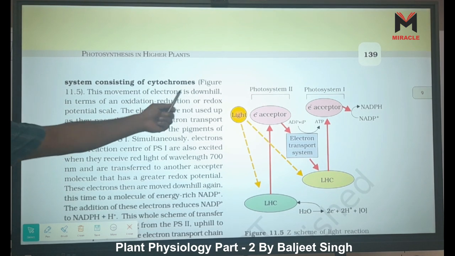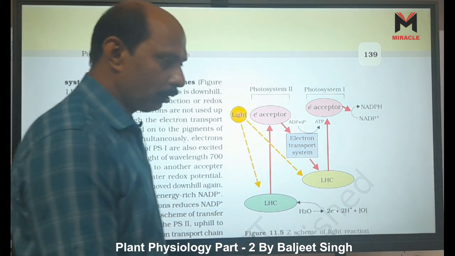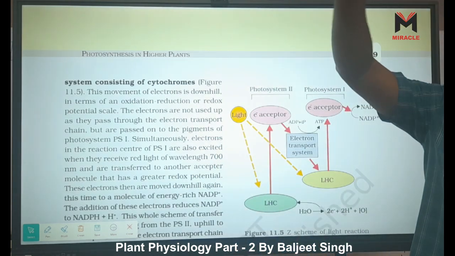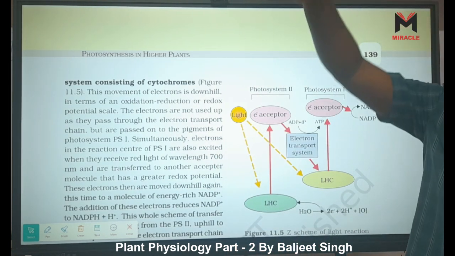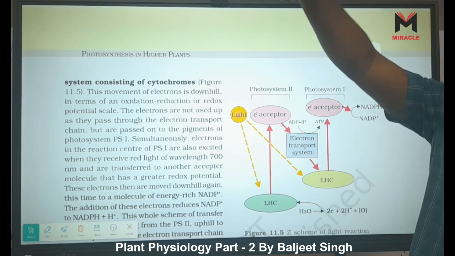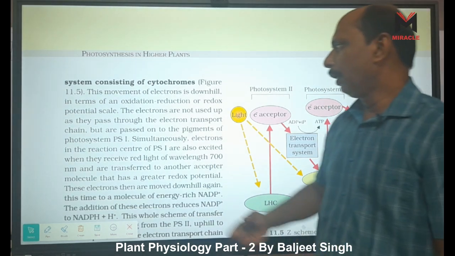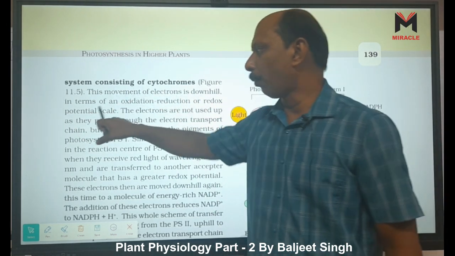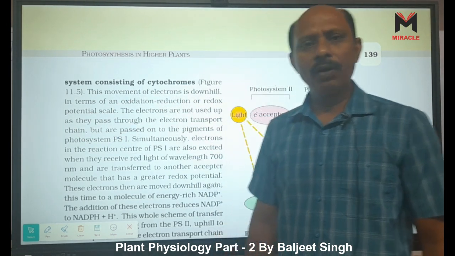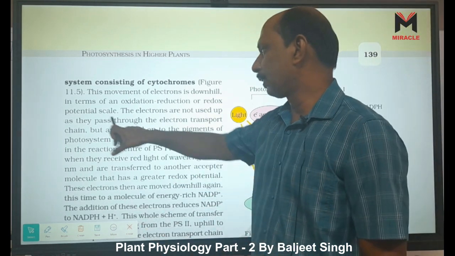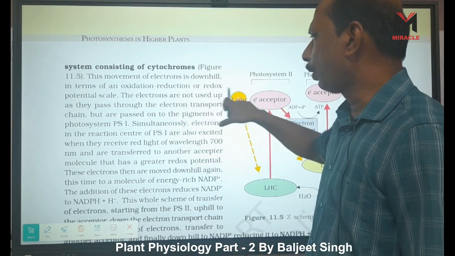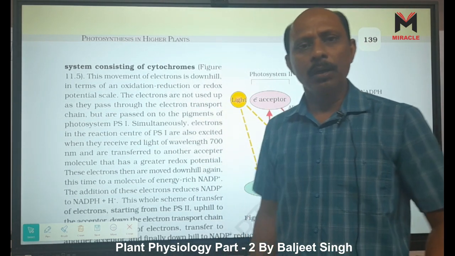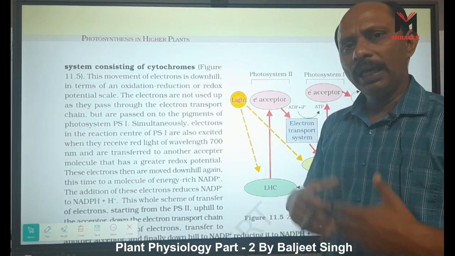This movement of electron is downhill. First, when it jumps from its orbit, it is called uphill. Now when it transfers to the electron transport system, it comes from the upper to the lower part. That means it is called downhill, right? In terms of an oxidation reduction or redox potential scale. Redox means re for reduction, ox for oxidation potential scale. The electrons are not used up as they pass through the electron transport chain. They are not used, they only pass from one to another.